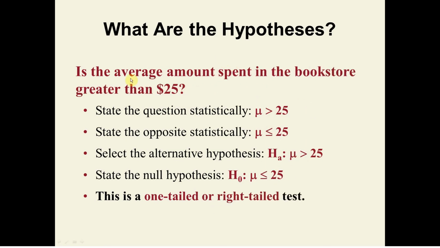How about this? What about the average amount spent in a bookstore is greater than 25? Again, we'll assume that spending is normally distributed. And so what we mean by the average would be the population mean. So we say the population mean average is greater than 25. So mu greater than 25. The opposite would be less than or equal to. This doesn't have the equal sign in it, so it's going to be the alternative. And this has the equality, so it's going to be the H naught. This is a one-tailed or a right-tailed test.